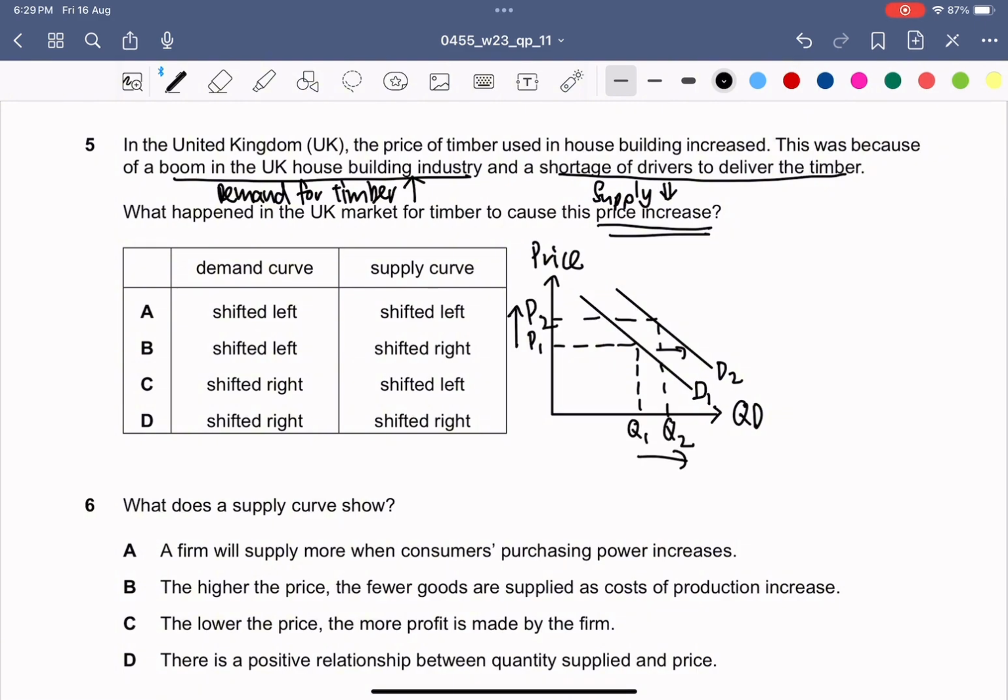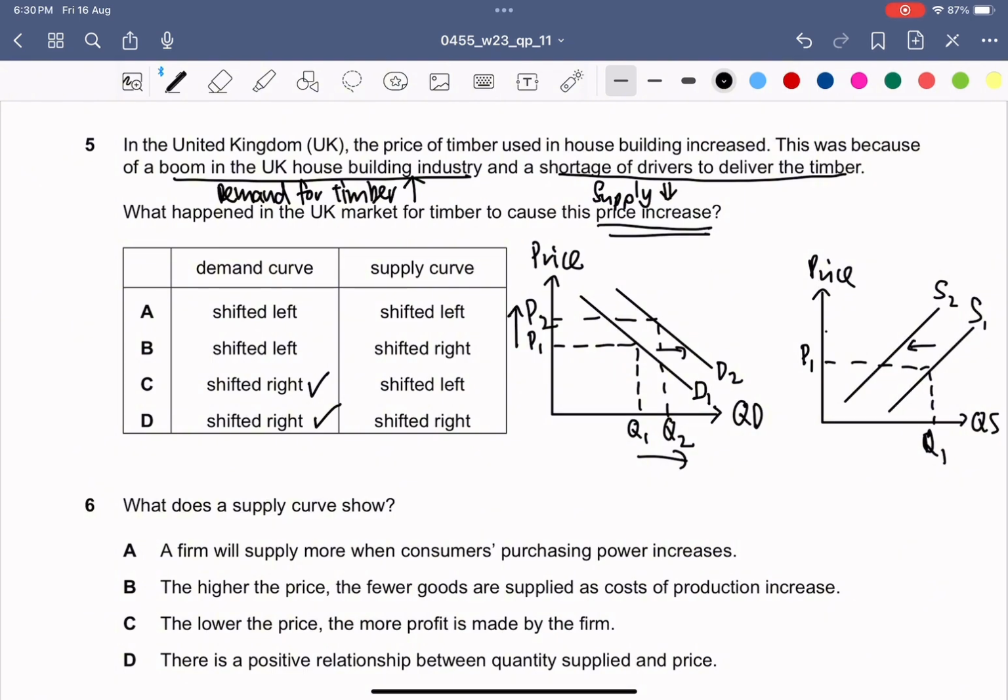So we can see that when the quantity demanded increases, price also increases. So now I'll draw a supply curve. Now we can see that when quantity supplied reduces, price also increases. So this justifies our answer. The answer is C.